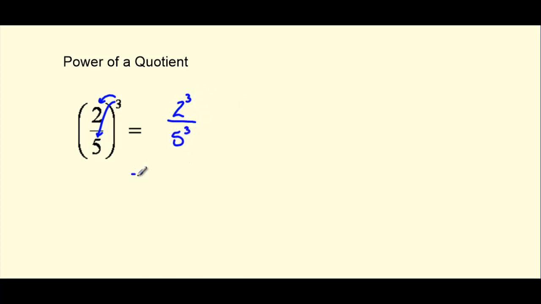And then again, we can simplify this. But there's no exponent rule we can do here because the bases are different. 2 and 5 are not the same base. So we can't do anything with the exponents. So we'll have to just solve each power individually. This is 8 over 125.